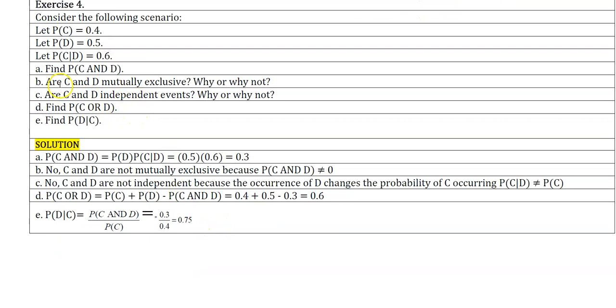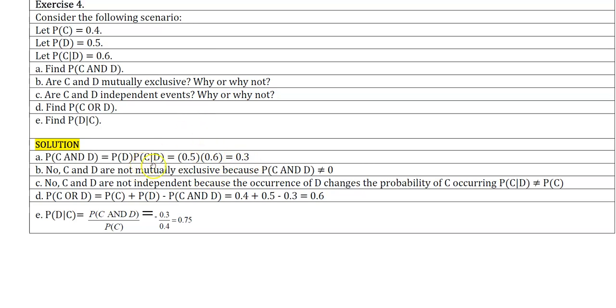Part B, are C and D mutually exclusive? Why or why not? Okay. Well, notice that we've already calculated the probability of C and D. If these two events were mutually exclusive, this probability would be 0. They can't happen at the same time. But we know from part A that the probability of C and D is not 0. It's 0.3, so they're not mutually exclusive.